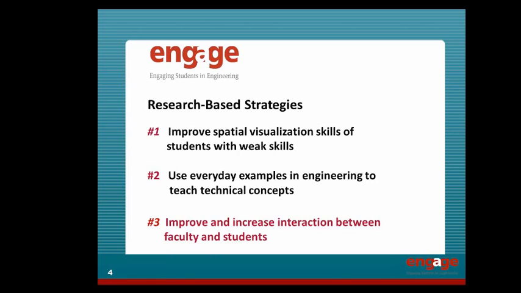The first is assessing students' spatial visualization skills for freshmen, and then providing curriculum to improve the skills of students who fall below a certain threshold. The second strategy is encouraging faculty to use and develop examples that are familiar and relevant to students to teach technical concepts in engineering, math, and science, or everyday examples in engineering. And then the third strategy is the topic of today's webinar, enhancing the ability for faculty and students to interact in and out of the classroom.